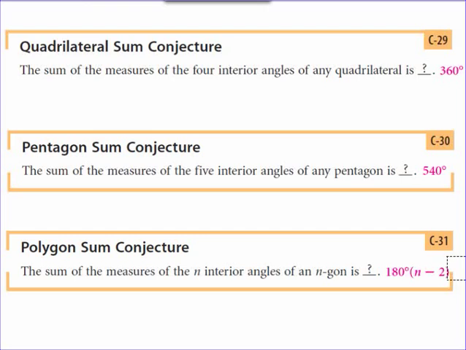There's another way too, we can look at it as a sequence in the table that you created for the investigation, and that's another way that we can look at it as well. But if I know that a figure has 10 sides, all you're going to do is plug in 10 for n. So 10 minus 2, which is 8, times 180, would be the sum of the measures of that figure. Any number of sides can be plugged in there.